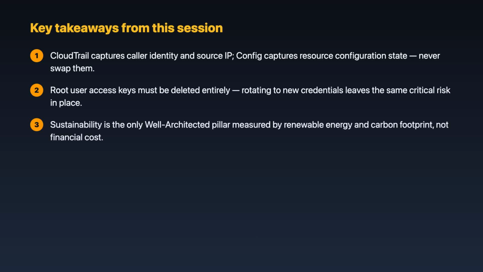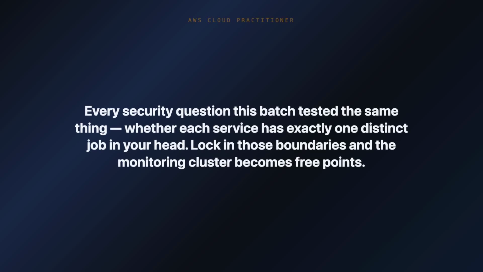Three takeaways from this session. First, CloudTrail captures caller identity and source IP, Config captures resource configuration state, never swap them. Second, root user access keys must be deleted entirely, rotating to new credentials leaves the same critical risk in place. Third, sustainability is the only Well-Architected pillar measured by renewable energy and carbon footprint, not financial cost. Every security question this batch tested the same thing, whether each service has exactly one distinct job in your head. Lock in those boundaries and the monitoring cluster becomes free points.